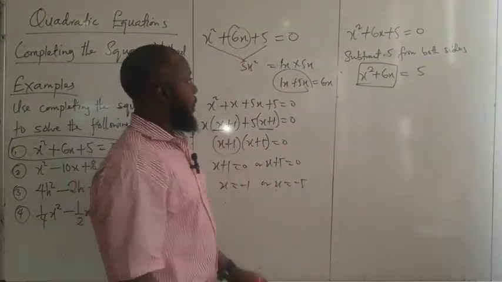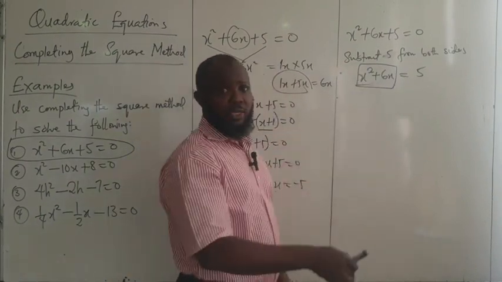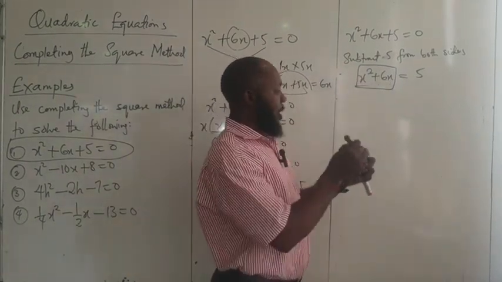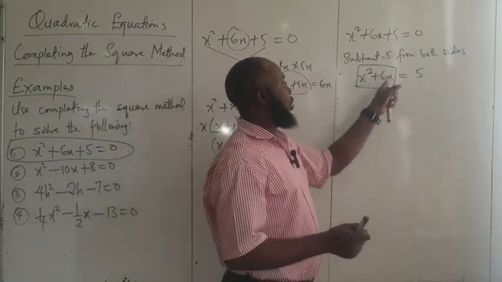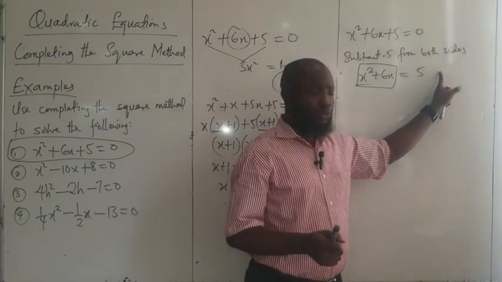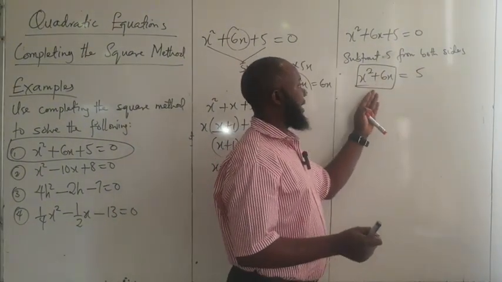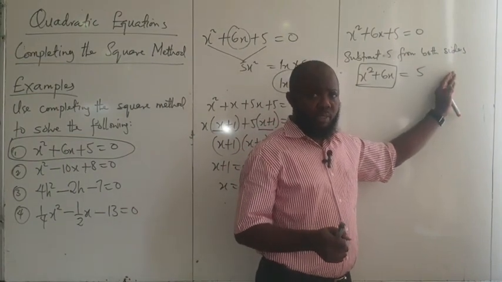What are we going to do? We are going to find the half of this, then we square it, we then add it to this side. Because this is an equation, whatever is done to this side must also be done to the other side. Am I with you? Whatever is done to one side of an equation must also be done to the other side of an equation. I hope I'm making sense.